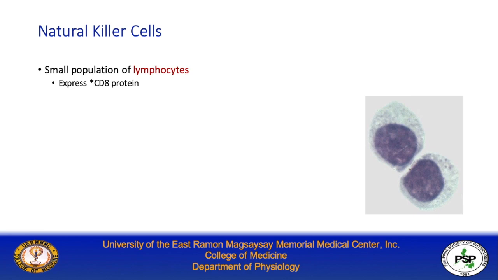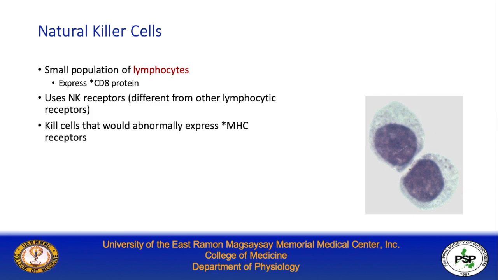So take note, your natural killer cells are a small population of your lymphocytes, specifically the T cells. So this would express your CD8 proteins. We'll discuss these CD proteins as we go along in your cell-mediated immunity. Now this would use your natural killer receptors or NK receptors, which is somehow different from other lymphocytic receptors.